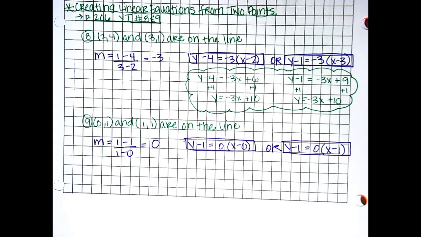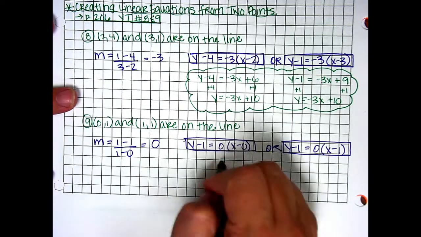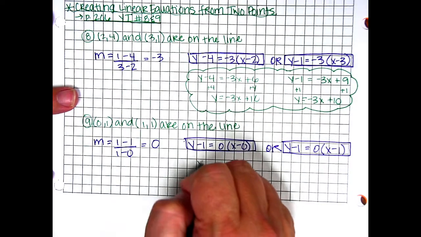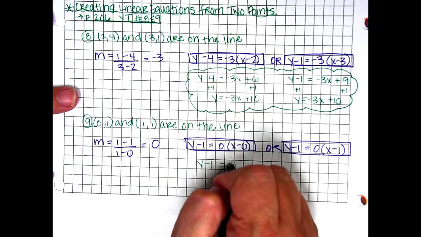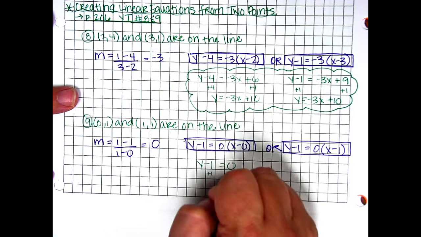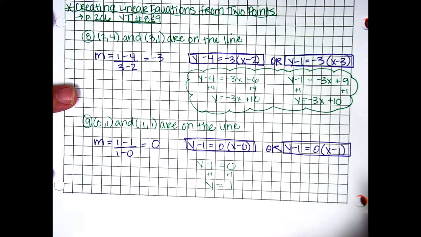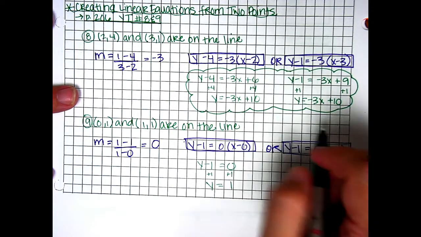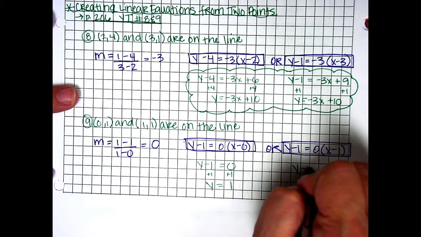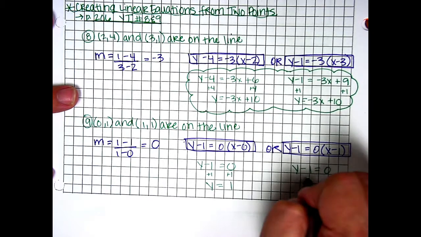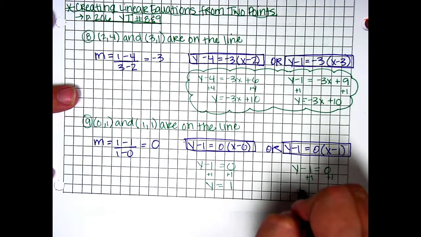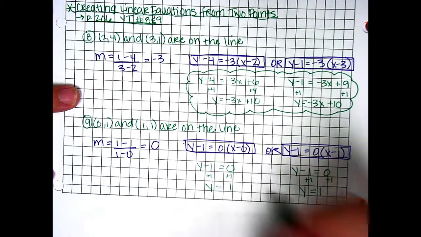Okay, and I'll show you one more time. This, if we distribute, is y minus 1 equals 0. Add 1 to both sides, and y equals 1. Again, if we distribute, that's 0, so I have y minus 1 equals 0. Add 1, and y equals 1.